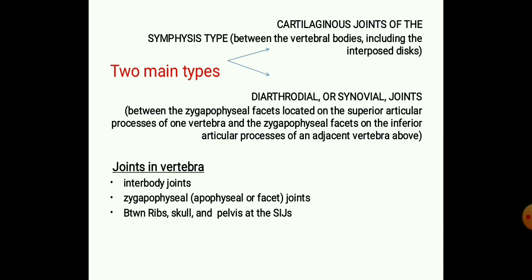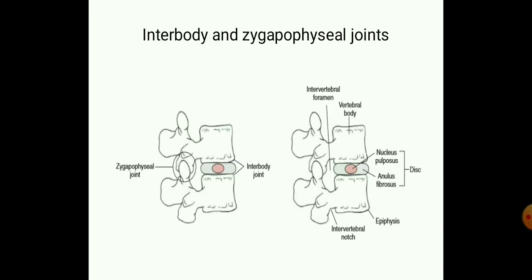The joints commonly seen in vertebrae are the interbody joints, which come under the cartilaginous or symphysis type, and the zygapophysial joints between the facets of vertebrae. Then we have joints between the ribs and the spine, between the skull and the spine, and between the pelvis and the spine by means of the sacroiliac joints. These are the main articulations in the vertebra. Now we need to look into all these joints in detail.